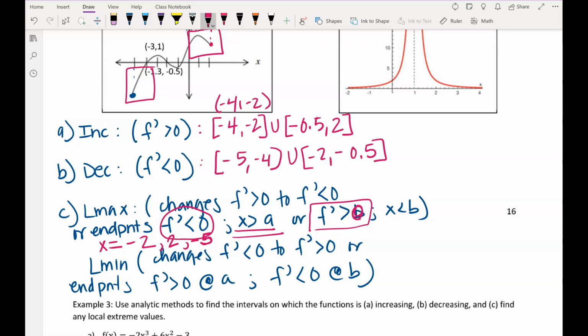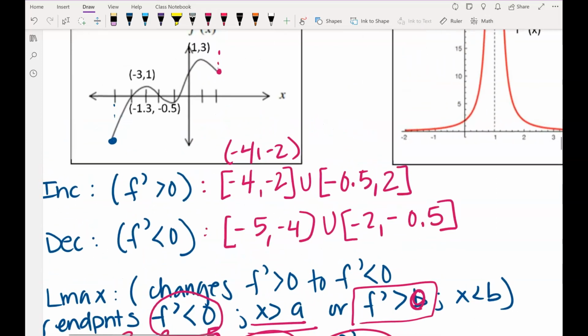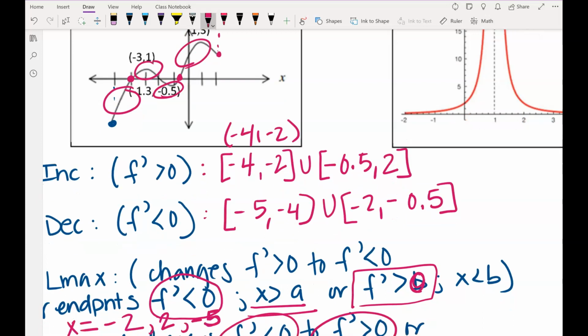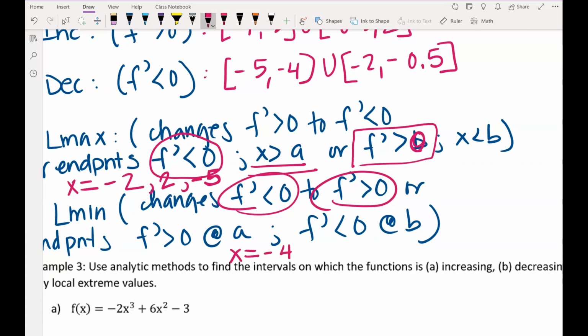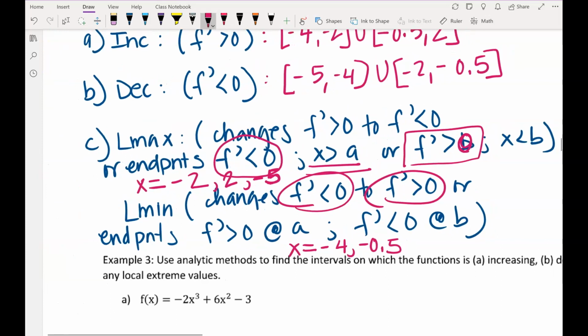Now we're going to go to local min. I'm going to write x equals down here. Based on the definition, we're looking for when the derivative changes from negative to positive. I'm going to erase what I circled here. So this is a negative derivative and then positive. The first one is x equals -4. And then here's another one, negative to positive. So the next one is -0.5. So -4 and -0.5. Because we already used up the endpoints as local max, that's all we have for that graph.